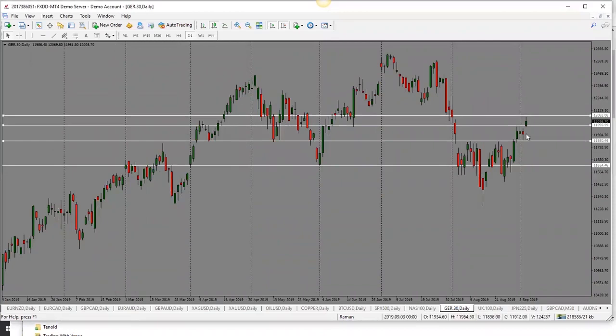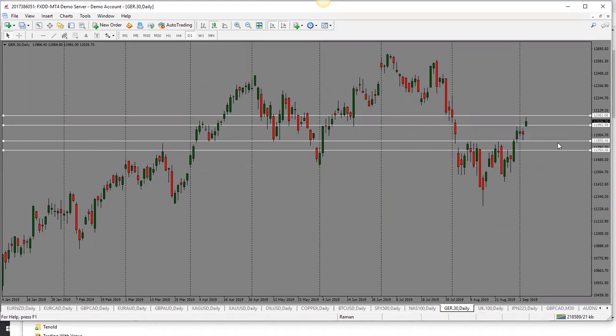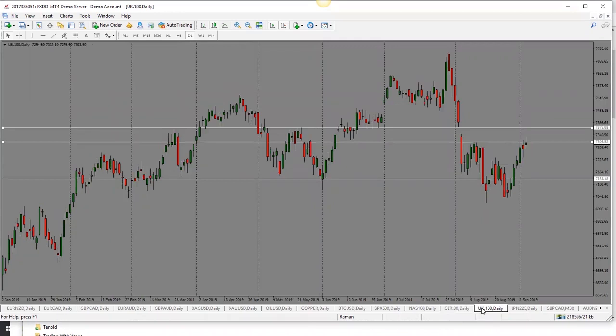DAX here, this one is looking bullish. We did see price go above the highs here and it's holding. So bias is bullish here. 12,200 is the target. Actually, let's come back down a bit. 12,000, well, we're still there. So 12,200 is the next target here for DAX.